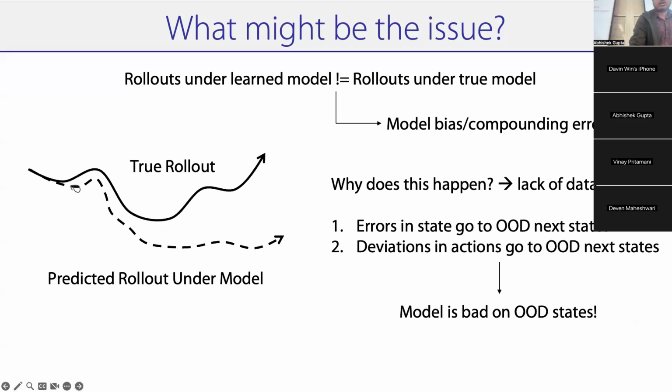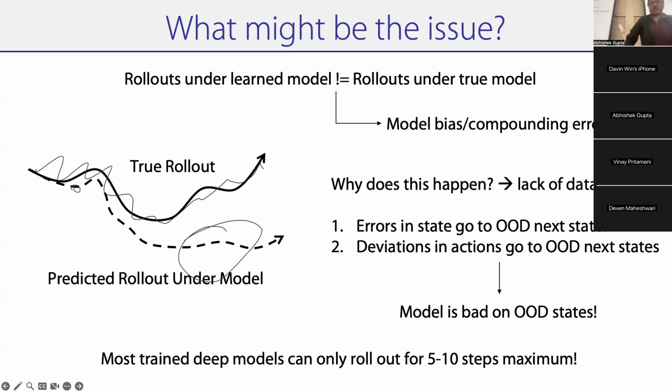And so the issue is that small errors in state go to OOD next states. OOD next states will produce even more OOD next states. And so your model will be bad on things that are out of distribution. This is not a problem in a true model because the true model is not a learned model. It doesn't have any notion of in distribution and out of distribution. It only matters for learned models, right? Learned models are basically only good in a certain region. And when you go outside that region, they produce bogus.